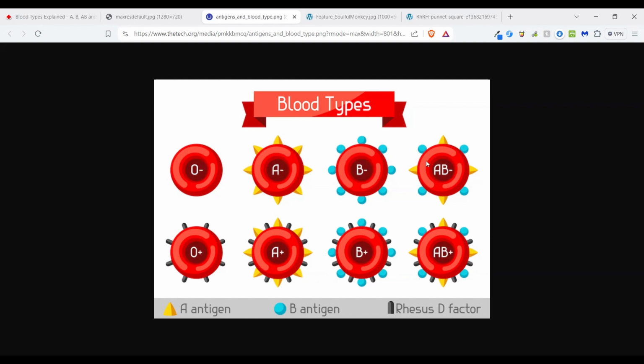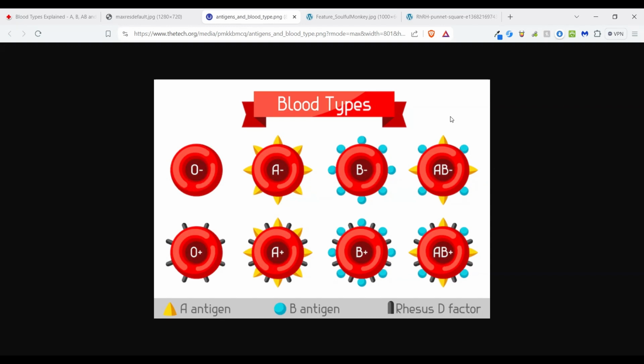But let's say you have type AB blood. They have the antigens for both A and B, so their body would recognize either of these antigens, either the A or the B. So that's why people with type AB positive blood are called the universal recipient, because they can receive blood donations from any of these other blood types. Whereas people with O negative blood type are called universal donors, because their blood could be donated to people of any other blood type without triggering this immune response.